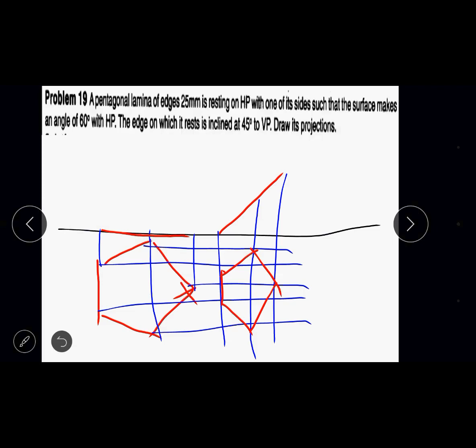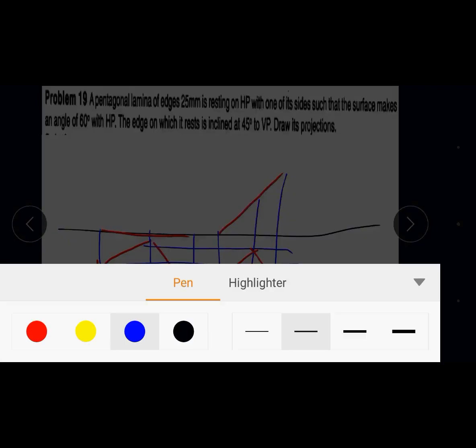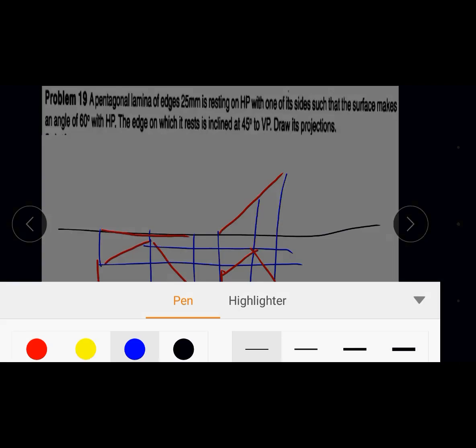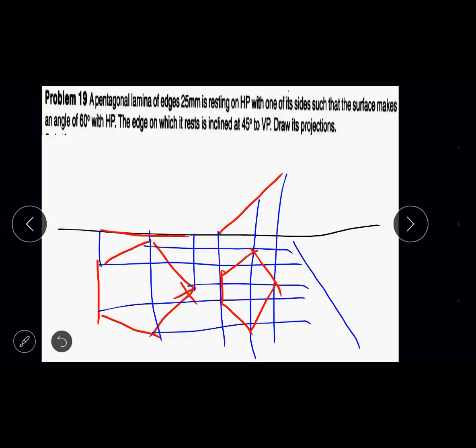So in the next step, this causes the HP angle. In the last step, the edge on which it rests is inclined at 45 degree to VP. So 45 degree to VP. You can go ahead with the next step. You can construct 45 degree either in anti-clock or clockwise direction. So next projection line will be, construct a 45 degree line. This one I'll just roughly explain, I'll explain you in the next figure. So this is the 45 degree line.